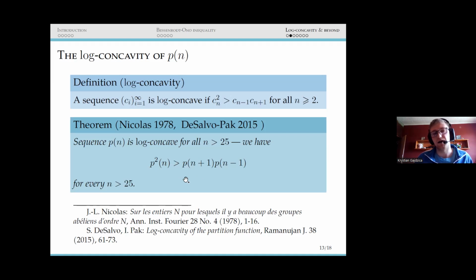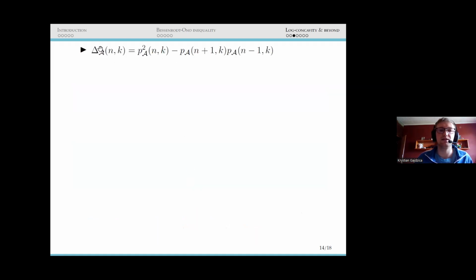However, in order to make these examples a bit more transparent, let us define the function capital Delta, which is equal to the following difference. In particular, if this function capital Delta is positive for sufficiently large values of n, then the corresponding restricted partition function is log concave.